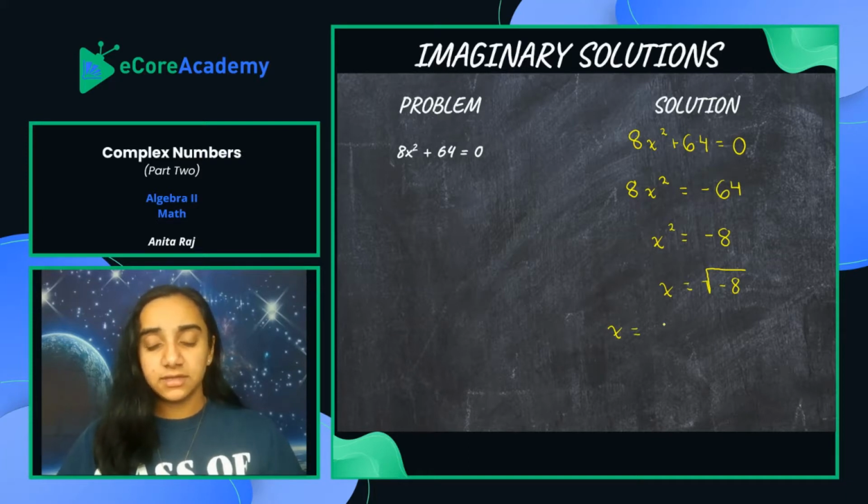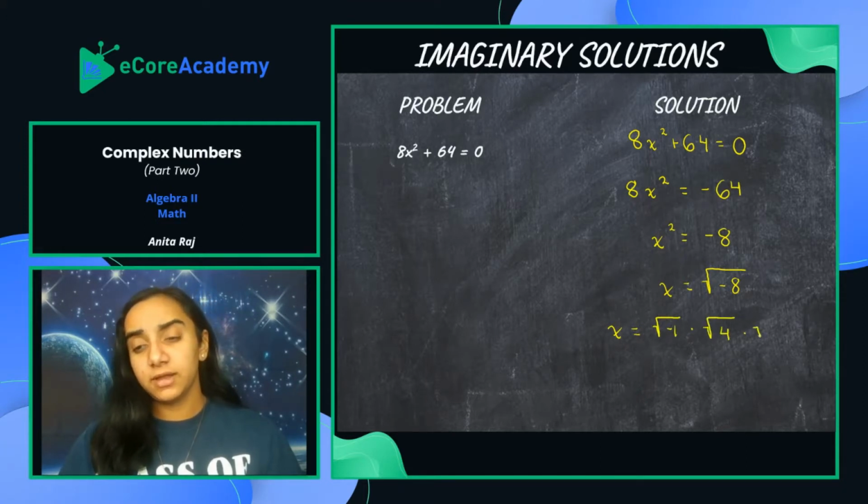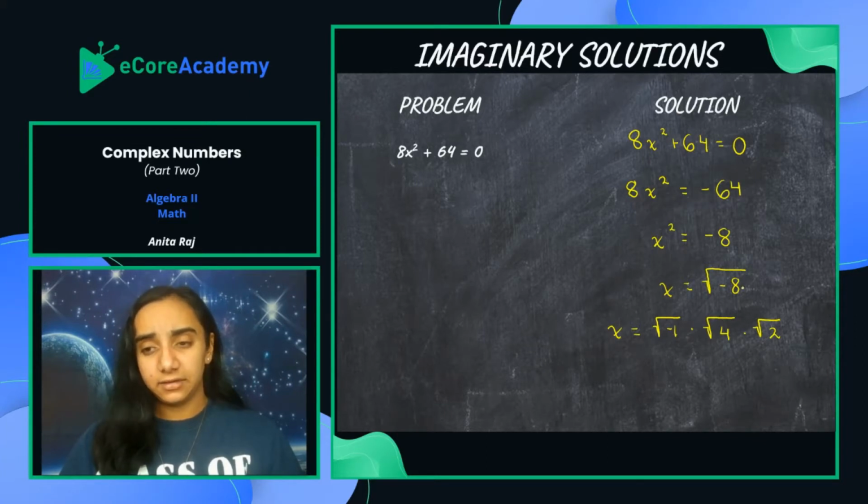But we're going to rewrite the square root of negative 8 as the square root of negative 1 times the square root of 4 times the square root of 2. If you remember from my last video, what we do in these instances is we try to break up the number that is under the radical sign, which is the radicand. So we're trying to break this number up. So that's what we did here. So we have 4 times 2, which is 8, and then 8 times negative 1 is negative 8, which gives us our actual radicand.